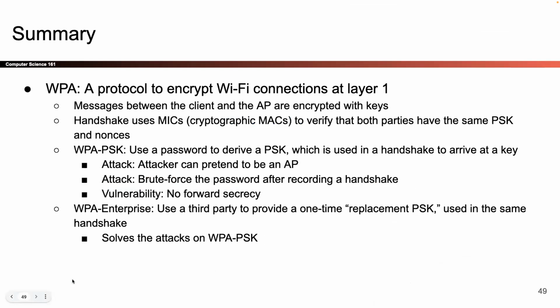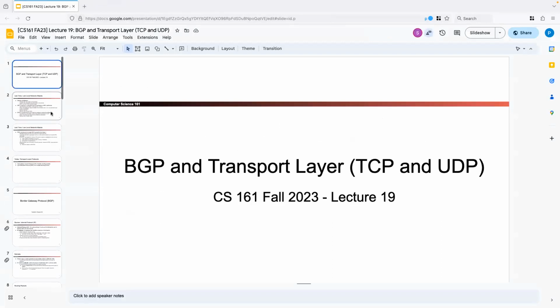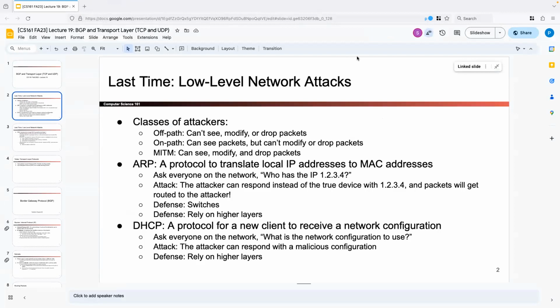Okay. Final thoughts on any of this low-level stuff? WPA, ARP, DHCP types of attackers. That one project 2 thing that I showed you at the beginning. Anything else? Okay. So in the interest of staying ahead, this happens like every other semester, I'd say.